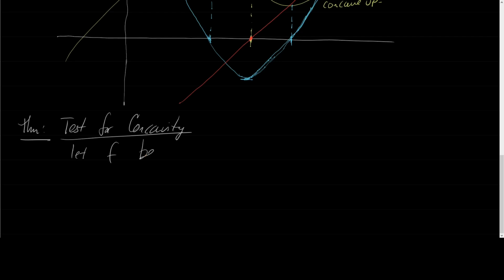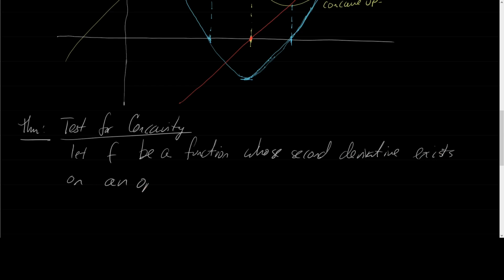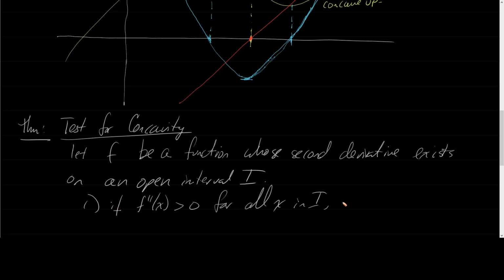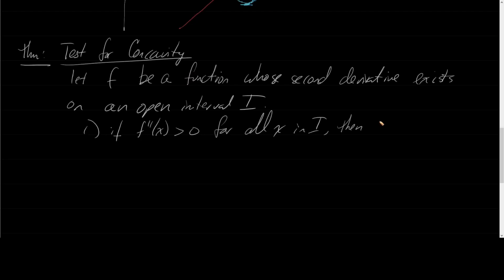Let f be a function whose second derivative exists on an open interval. If f double prime of x is greater than 0 for all x in that interval, then the graph of f is concave upward on that interval. Right? If the second derivative is greater than 0, then f is concave upward on that interval.